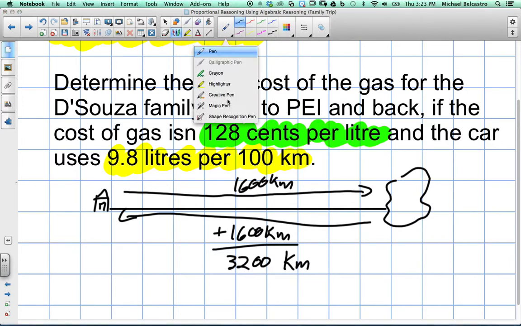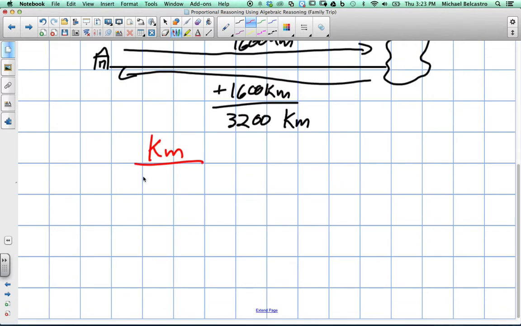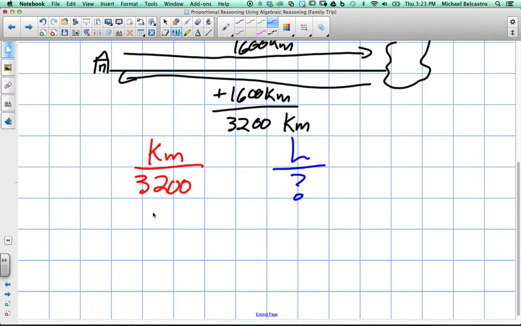So let's set up our two variables in this question. One of our variables is our kilometers, the distance. Okay, so we have our kilometers, and we know the family trip now is 3,200 kilometers. We also want to know how many liters they use, and that's our unknown at this point. They have given us a rate that for every 100 kilometers we use, our car is going to use 9.8 liters of gas.